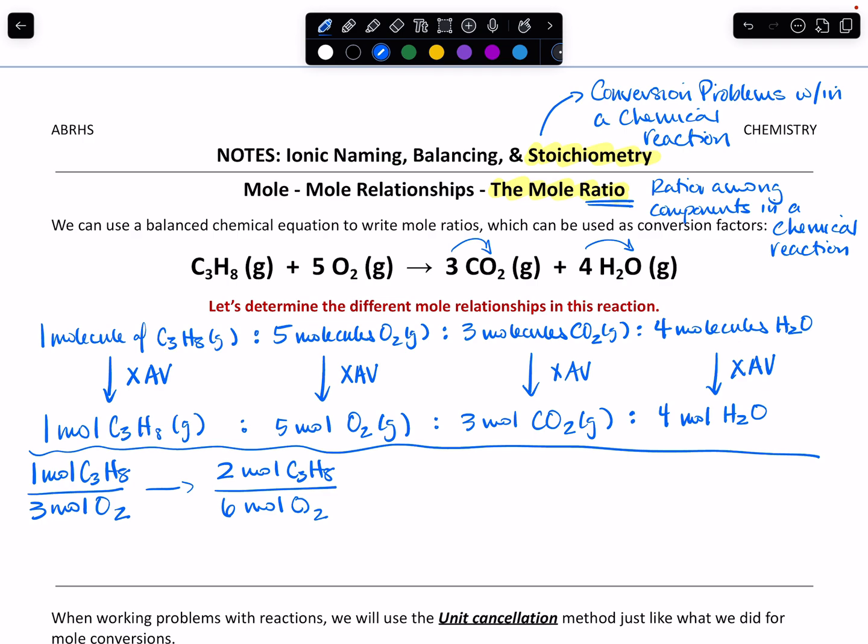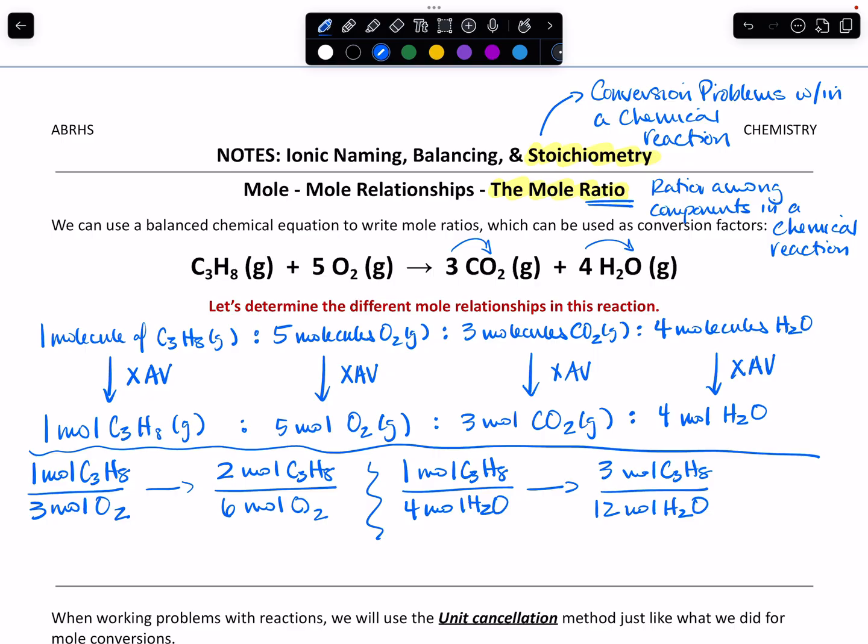I can do the same thing for a product, right? I can say, all right, if I have 1 mole of C3H8, then I can produce 4 moles of H2O. Well, again, I can scale that up. Let's say instead I have 3 moles of C3H8. Well, then I'm going to produce 12 moles of H2O. All right. And the key here is it's the ratio that you can build.